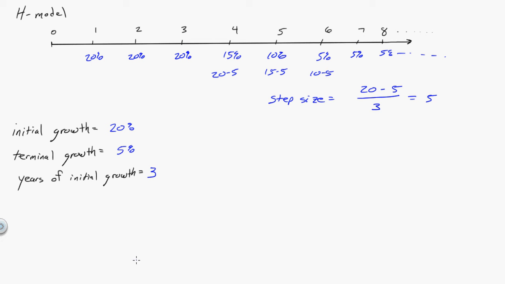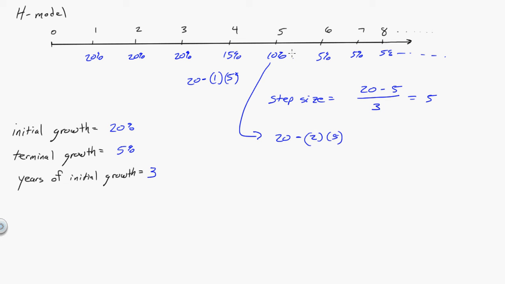Well, what's another way to think about that? Let me erase these and say, what's really happening here is that in year 4 I've taken one step times the step size of 5, and I was at 20. So that 15 right here is 20 minus 1 times 5. This 10 is equal to 20, my initial, and now I'm down 2 steps, and my step size is 5.